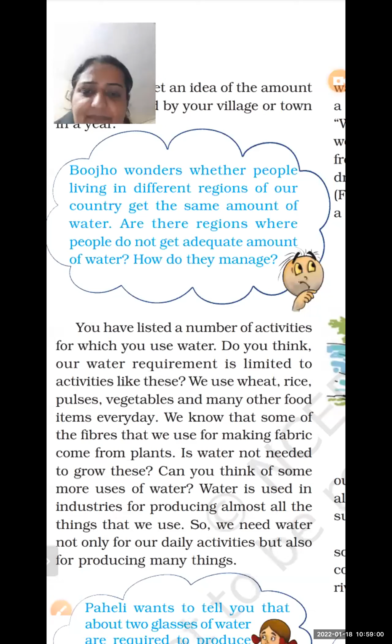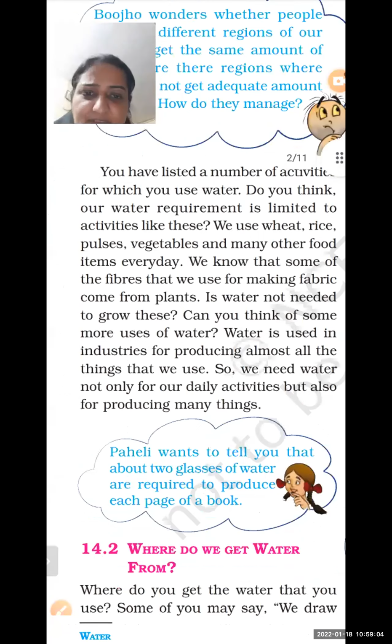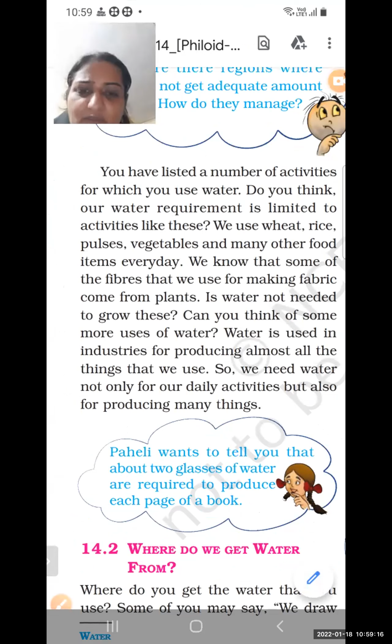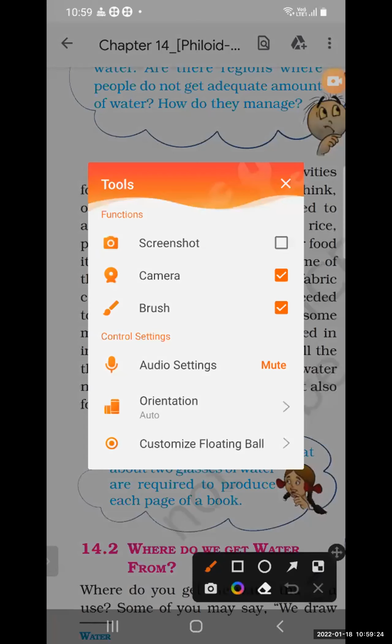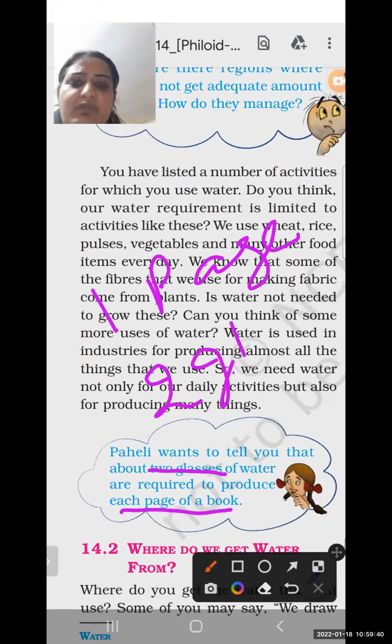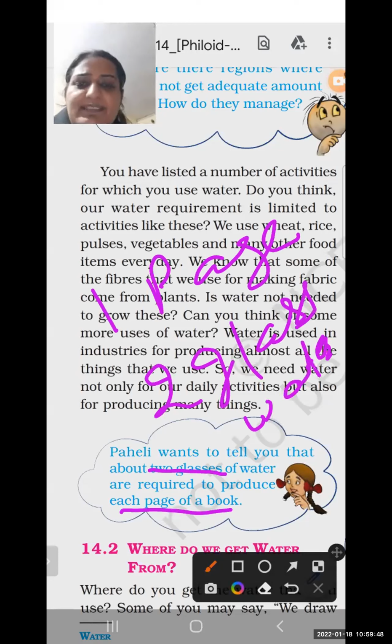Paheli wants to tell you that about 2 glasses of water are required to produce each page of a book. For making 1 page, you require 2 glasses of water. You have to remember this: for producing each page of a book, you require 2 glasses of water.